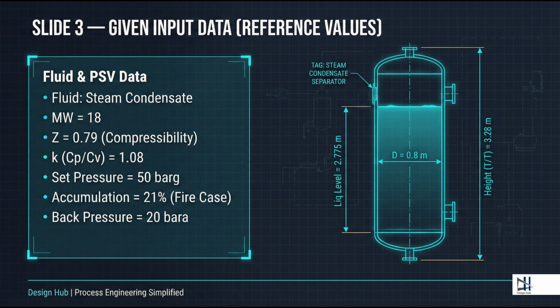Now let's take the reference case study. We have a vertical steam condensate separator. The vessel diameter is 0.8 meters, total height is 3.28 meters, and liquid level is around 2.775 meters. The fluid is condensate, so our molecular weight is 18, compressibility factor is 0.79, and K value is 1.08. PSV set pressure is 50 bar, and fire case accumulation is 21%. Back pressure in the outlet system is 20 bar absolute.